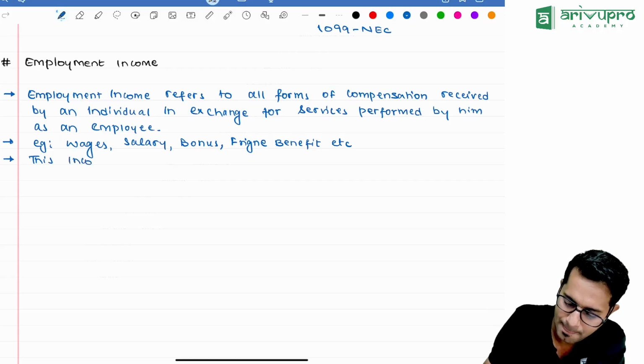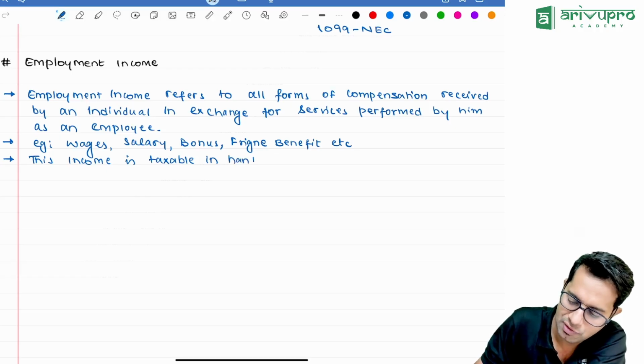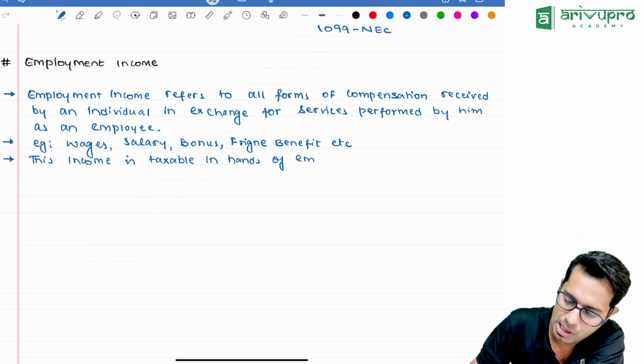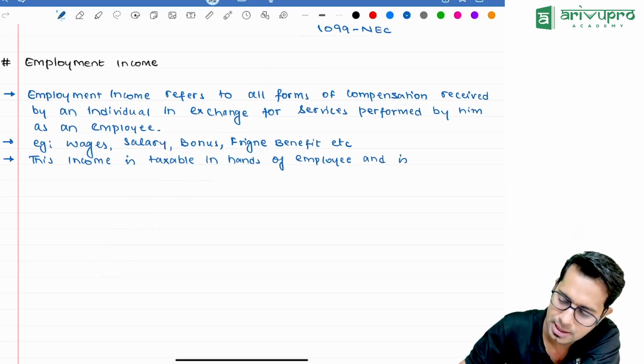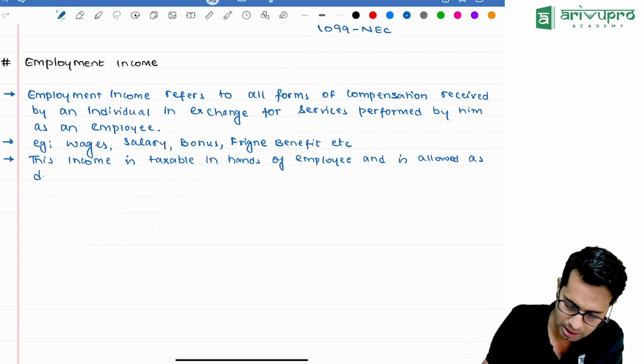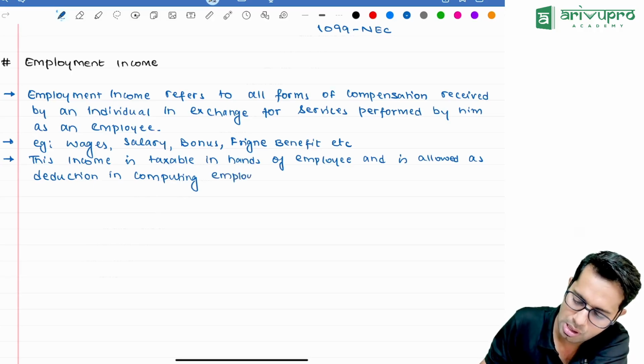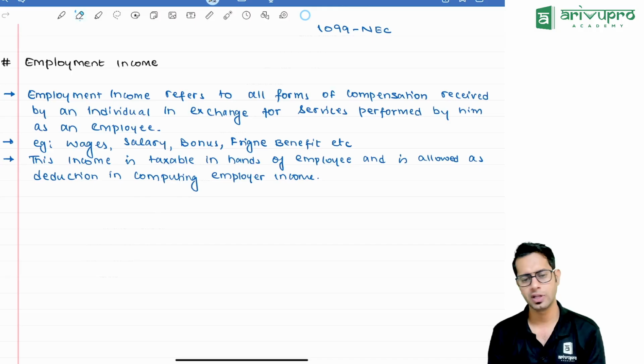This income is taxable in the hands of the employee and is allowed as a deduction in computing employer income, or it is allowed as a deduction for the employer.